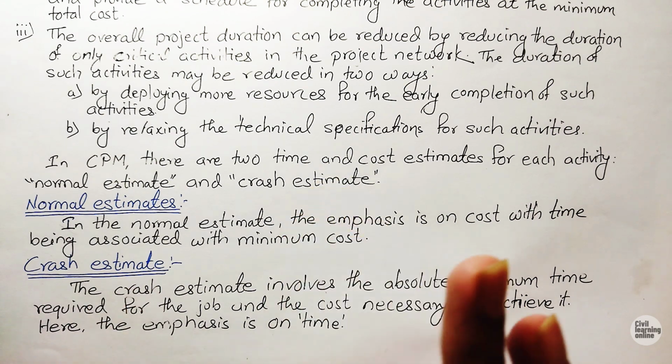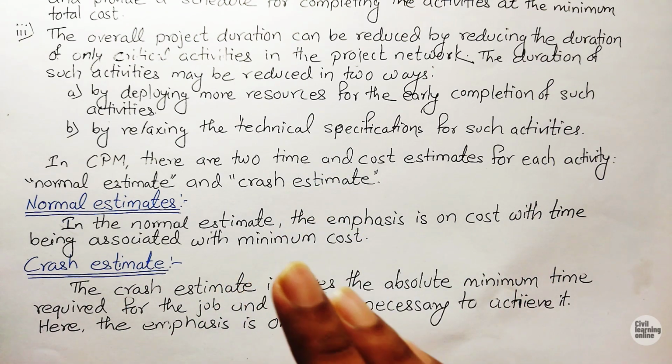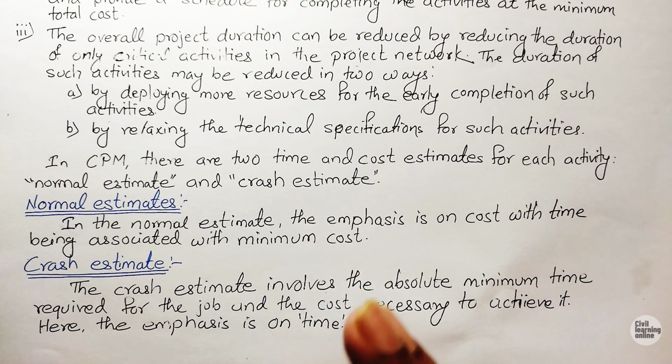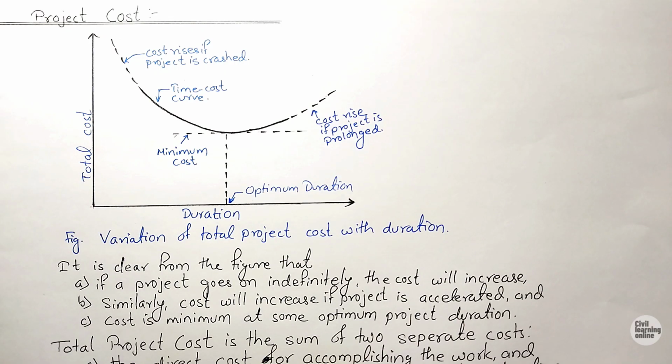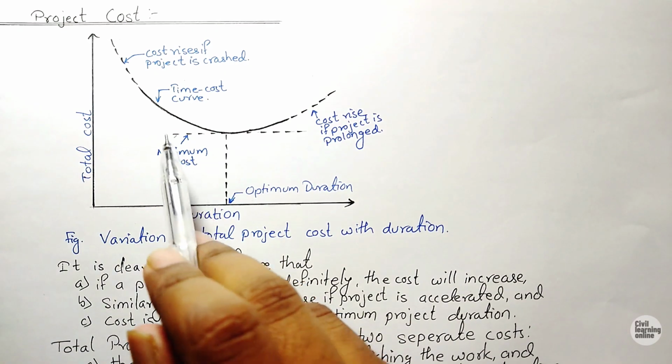In that case, that condition is called crash estimate. And the optimum duration is that duration which allows us to complete the work or any project in minimum cost and time duration, which gives us the most economic cost for completing the project, and that duration is called the optimum duration. So next comes the project cost.